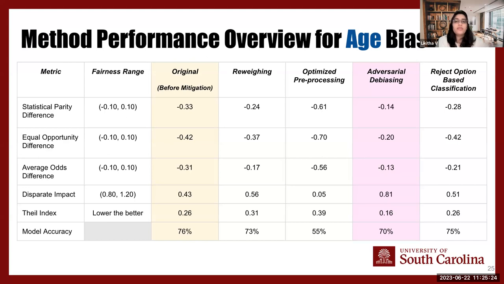The highlighted pink column, which is adversarial debiasing, shows the result after this algorithm has been applied to the data. So you can see that out of all of the four algorithms, this one shows the least amount of bias while still retaining a good amount of model accuracy. An interesting observation is that for two of the metrics, the equal opportunity difference and the average odds difference, the values still fall outside of the fairness threshold. So it means that fairness here is not completely achieved, but it is better than the other algorithms. So it indicates that bias can perhaps be significantly reduced, but not completely removed.